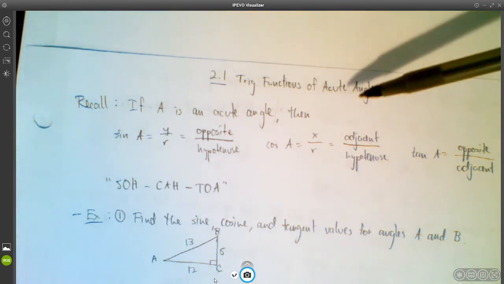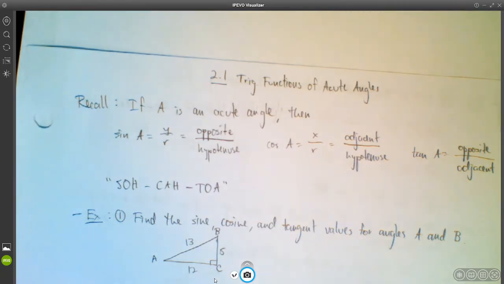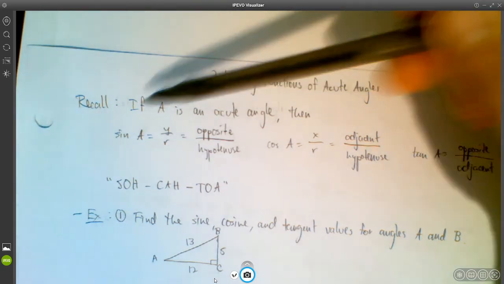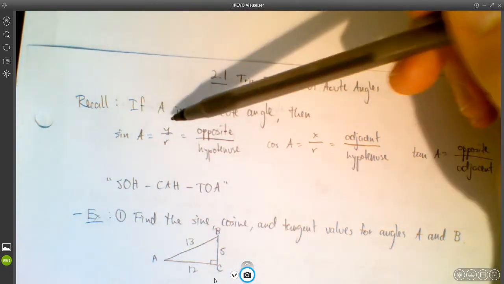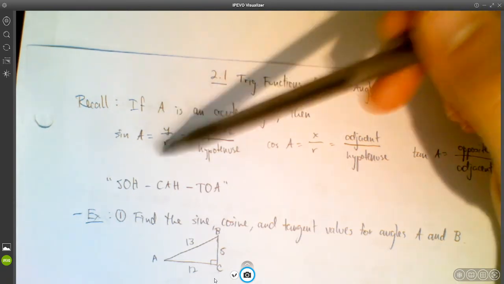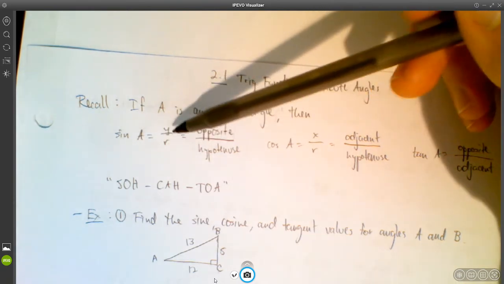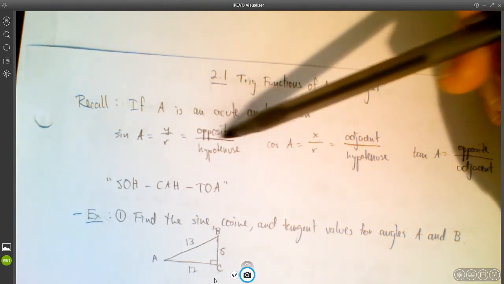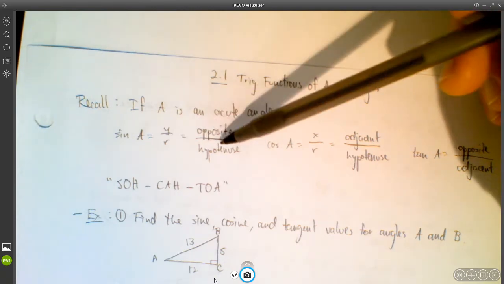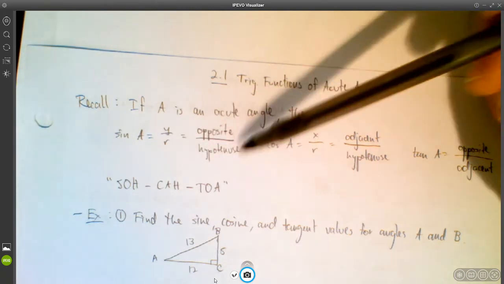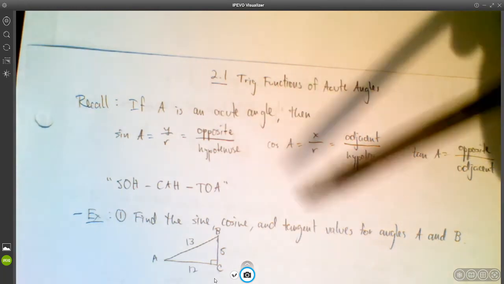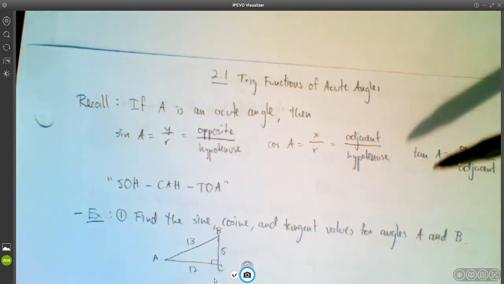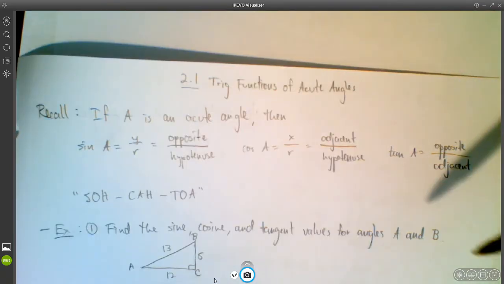By acute, of course, we mean the angle is less than 90 degrees, right? It's between 0 and 90 degrees. So if A is an acute angle, then sine A is the same definition that we gave before. Sine A is y over r. But in the context of a right triangle, it would be the side opposite of the angle A divided by the hypotenuse of the right triangle. So it's opposite over hypotenuse. Cosine A is going to be the side adjacent to A divided by the hypotenuse. And then tangent A is going to be opposite over adjacent.